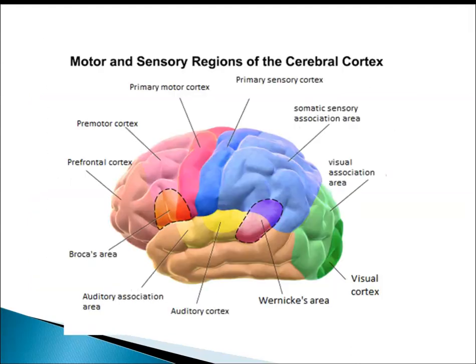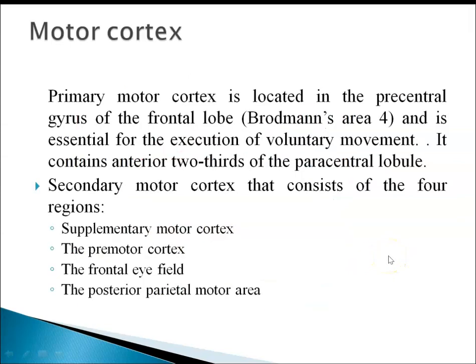So this is a picture depicting the motor and sensory regions of the cerebral cortex. This is the motor area and this is the premotor cortex, prefrontal cortex. This is the Broca's area. This is the auditory area which is included in the auditory cortex, and this is the somatosensory area, and this is the visual area and visual association area, and this is the Wernicke's area. Let us just see one by one in detail.